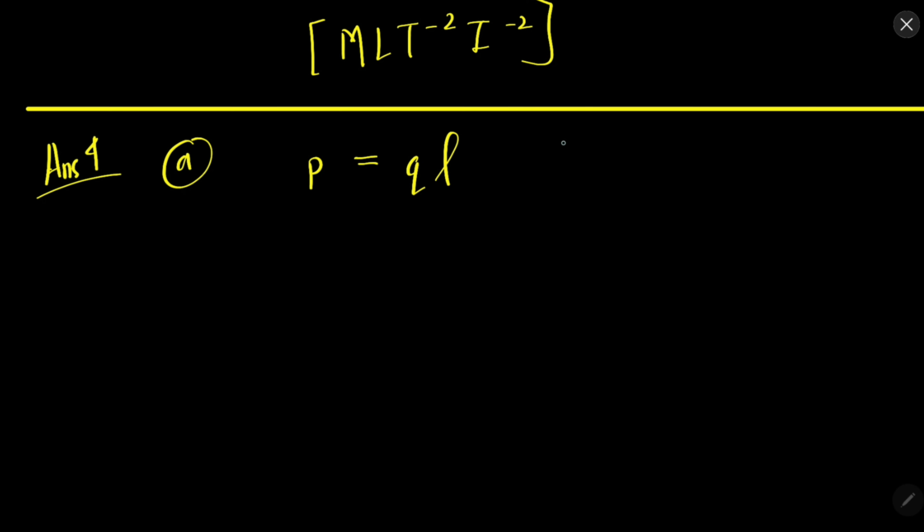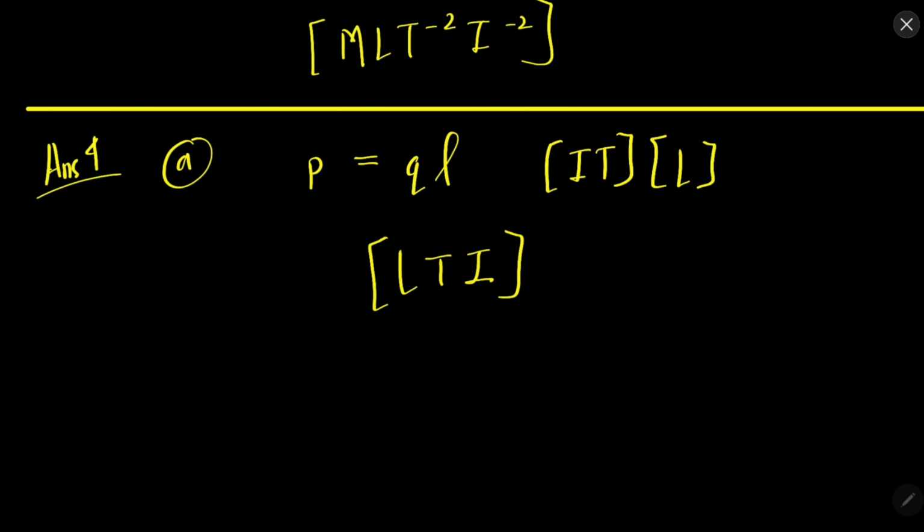So here again the dimension of charge is current into time, and for length it will be only L. So this is quite straightforward, this is quite simple. So the dimension is L T I, M is 0 here. You will notice that in most of the cases where we have electric or magnetic formulas, different formulas, mass will usually not be there in many of the cases.